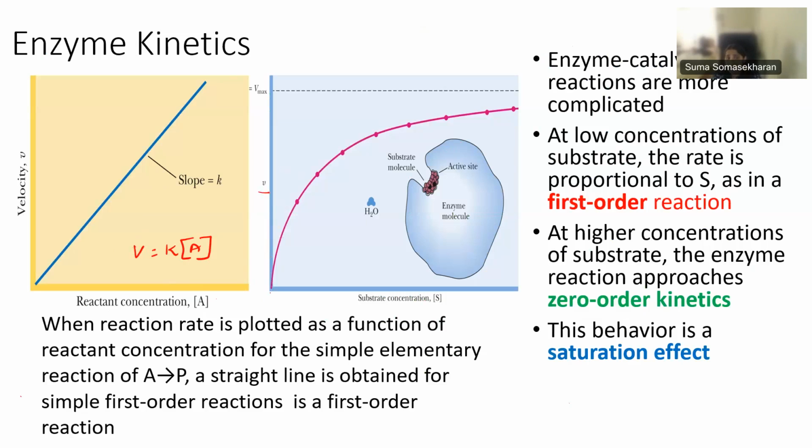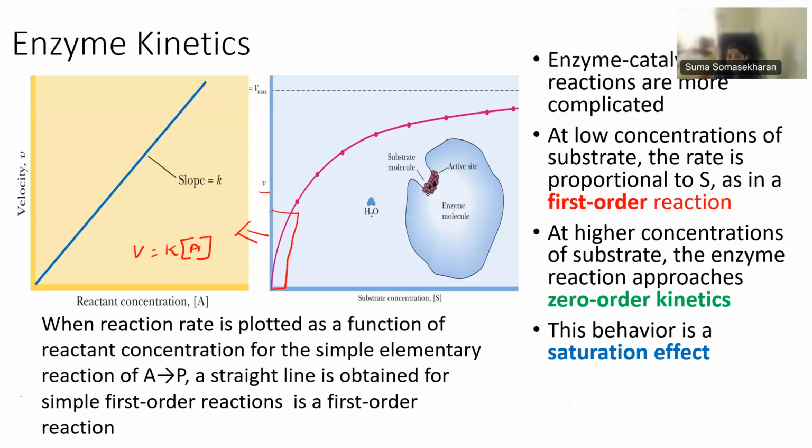Firstly, at the early stages of the reaction, as substrate concentration increases, you see that the rate of the reaction increases, similar to that of the first order reaction. So at this stage, the rate of the reaction increases just like it does in the case of a first order reaction. And so we say that the enzyme catalyzed reaction follows first order kinetics at initial velocity.